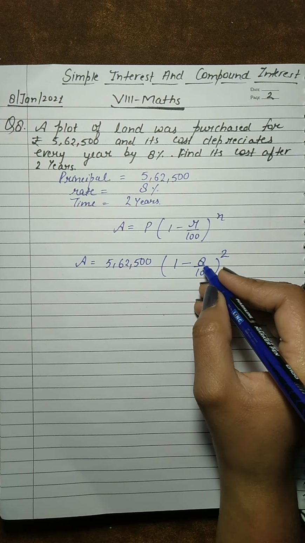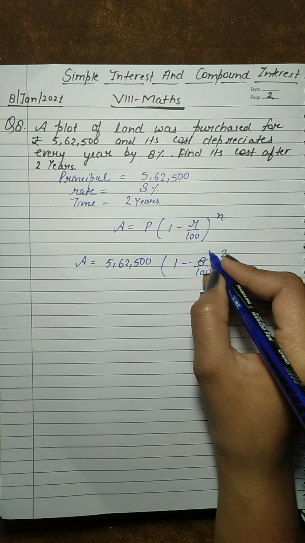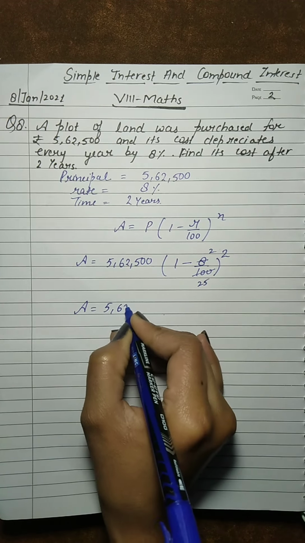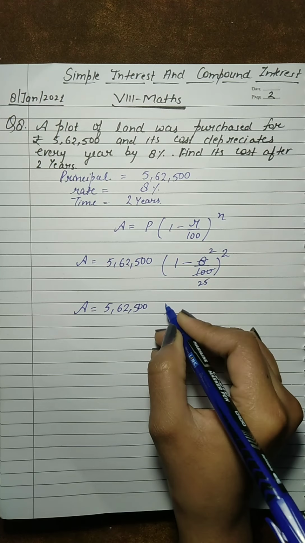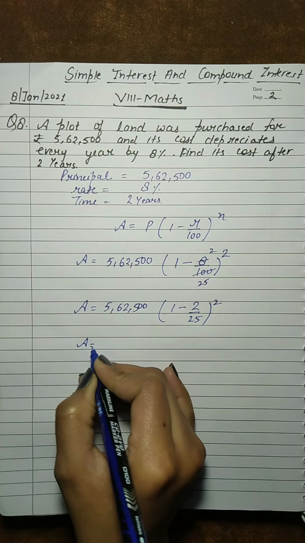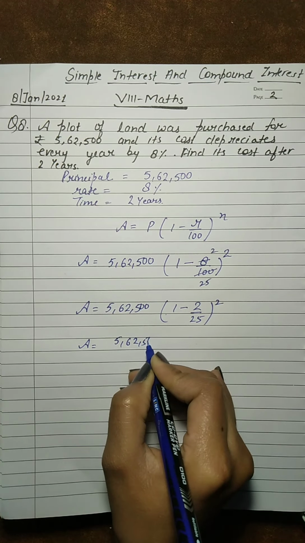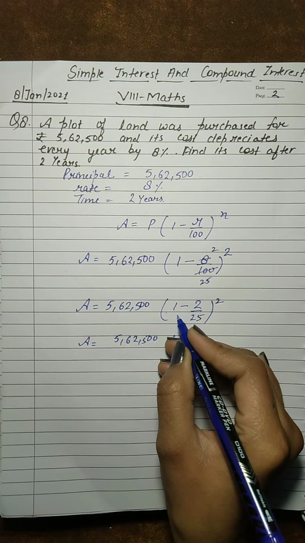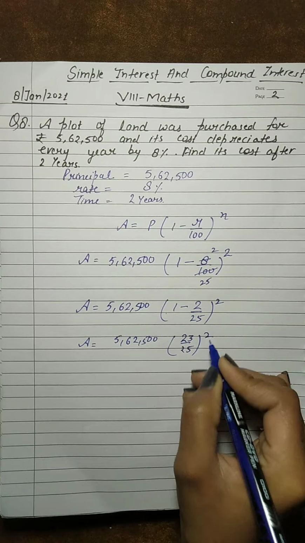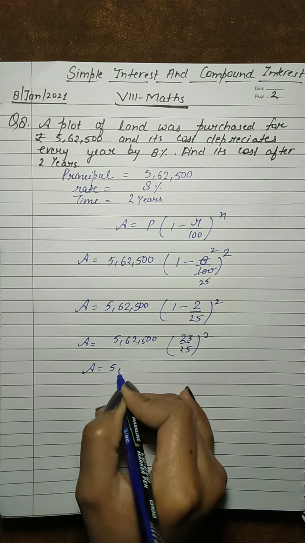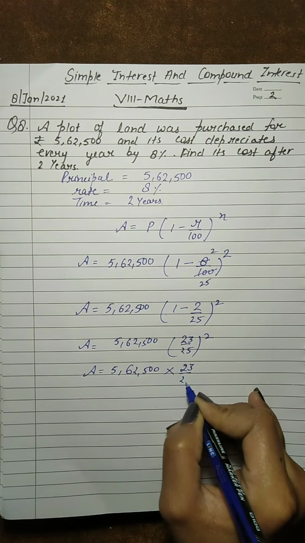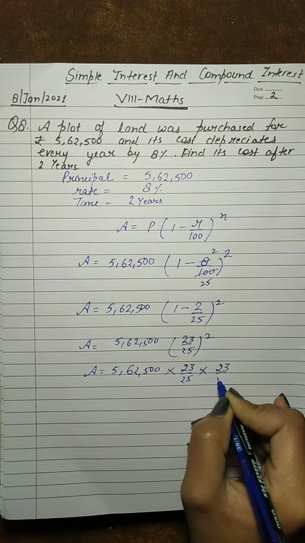Now we will cut by 4. 4 to the 8, 4 to the 8, and 4 5s are 20. So we have amount is equal to 5,62,500 into (1 minus 2 upon 25) raised to the power 2. Here that is 25 into 1 is 25, minus 2, that is 23. So 23 upon 25 raised to the power 2. Here amount will be 5,62,500 into 23 upon 25 into 23 upon 25.